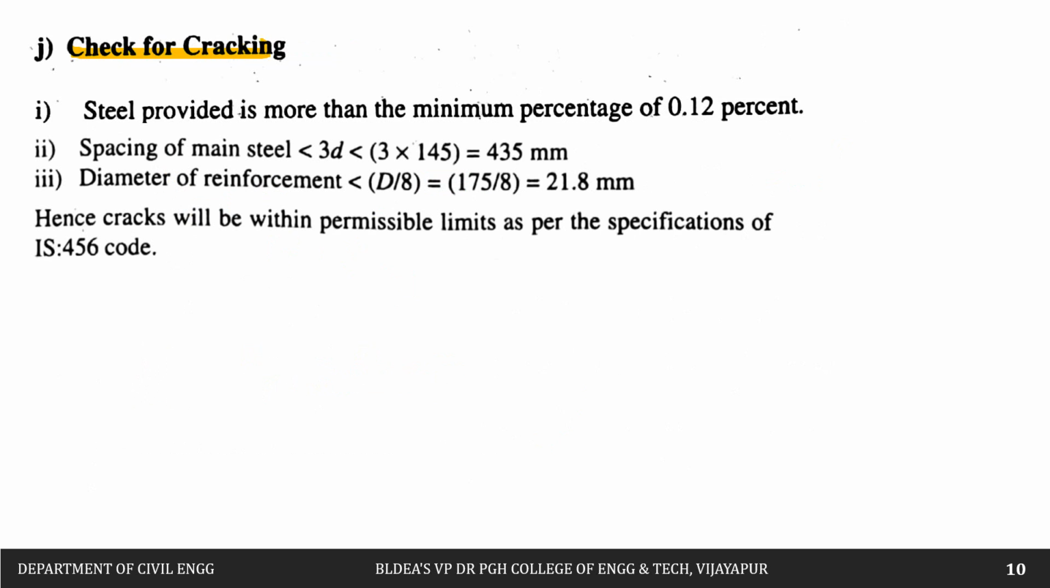Then next is, we have to check for cracking. So to check for cracking, we should see that the steel provided is more than the minimum percentage, that is 0.12. Then next is the spacing of the main steel, it should be less than 3 times the effective depth, that is 3 times 145, which is equal to 435 mm. Then next is the diameter of the reinforcement, that should be less than 1/8 of the depth. So 175 by 8, 21.8, and we have provided a 10 mm bar. So this is also satisfied, and we have provided more than the minimum percentage of steel. Hence the cracks will be within the permissible limits as per the IS code.